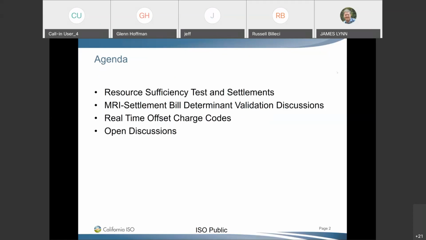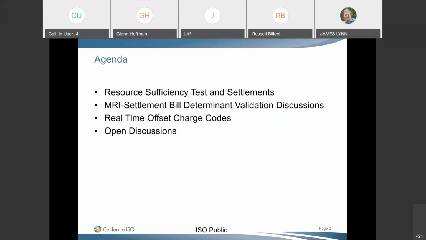So the main areas we're going to discuss: one is the resource efficiency test and how they interact with settlements. The second one was a request from Reading on MRI settlement, the bill determinant files and how to validate them. That's been more of an open discussion than anything else. I'll talk a little high level on what those are, but I'd like to find out in what aspect you want to talk about that more.